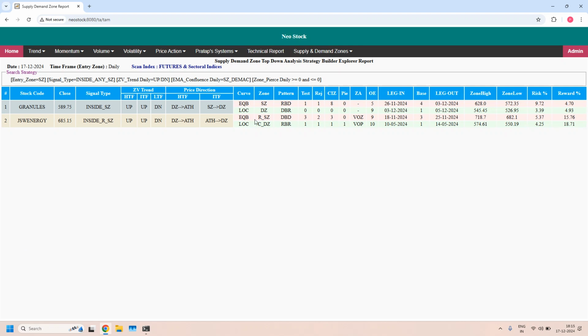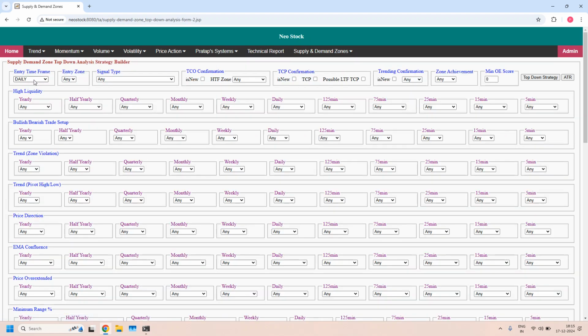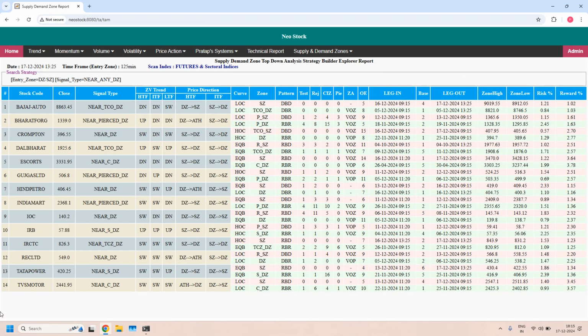Okay, the next time frame is a 125 minutes time frame. Stocks near 125 minutes demand zone, we got 14 stocks.